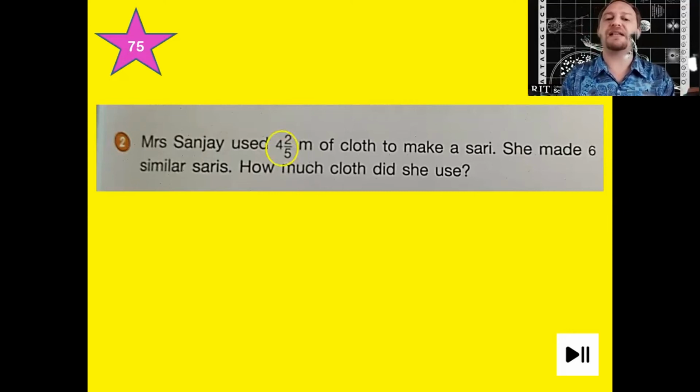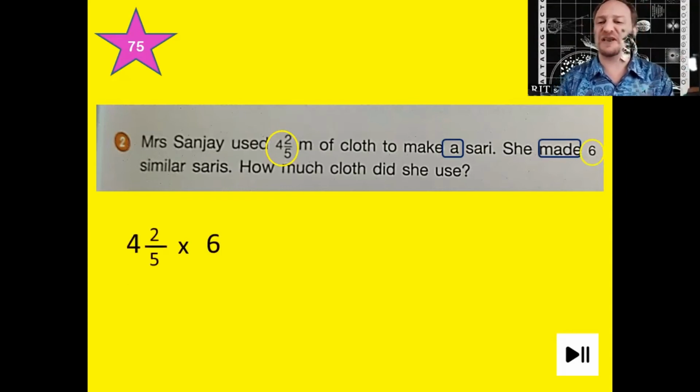So we have the mixed number 4 and 2/5. We have the keyword A, or letter A. So A would mean 1, wouldn't it? It's not plural. So she uses 4 and 2/5 meters to make 1 sari. That's important for this question. And then she made 6 similar saris. How much cloth did she use? So if we know that she uses 4 and 2/5 meters to make 1, how much cloth does she use to make 6? Okay, that's how to get a grasp of this question.